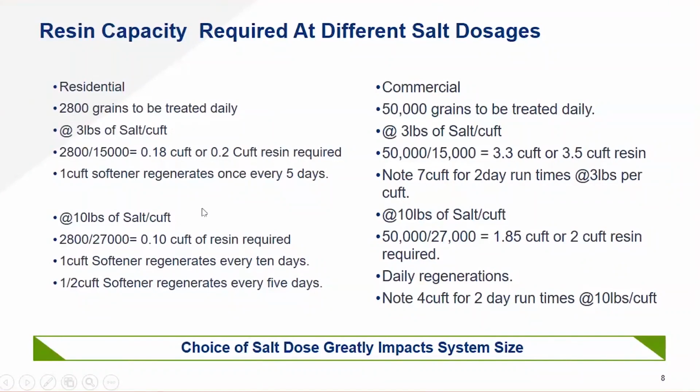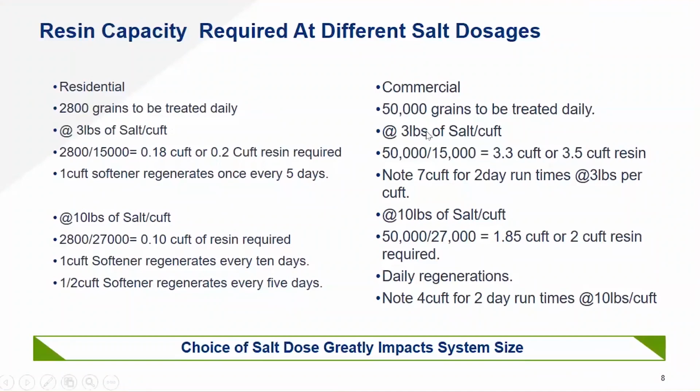That's pretty cool. Now, at 10 pounds of salt, I need 1/10 of a cubic foot to meet that demand because I'm getting 27,000 grains back, right? Well, a 1 cubic foot softener in that same scenario regenerates every 10 days. Why? Basically, because I'm limited to buying a cubic foot of resin to put in my tank. So a half cubic foot softener would regenerate every 5 days. That would be just based on capacity required to treat.